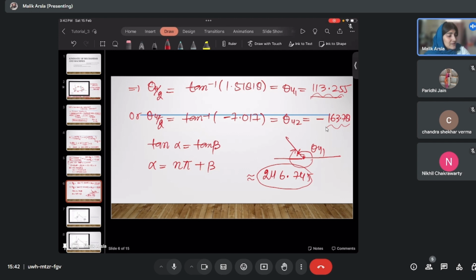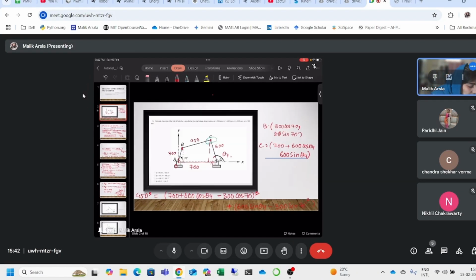And what about 163? What will it be equal to? 360 minus 163.78, this will be equal to 196.22. Okay, so here in the options, if you see, yes, 196 and 246 is the correct answer.